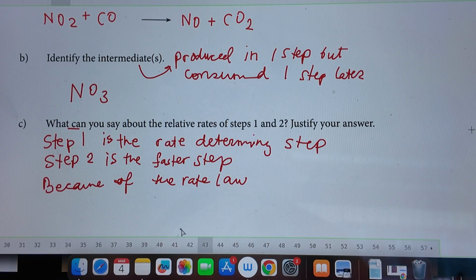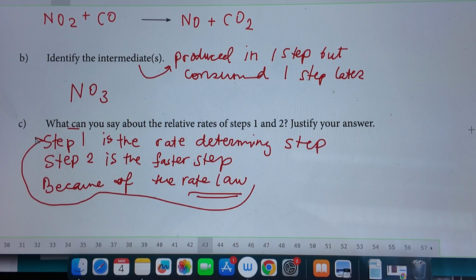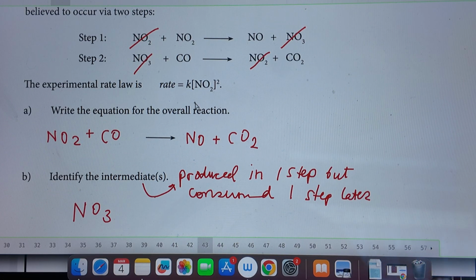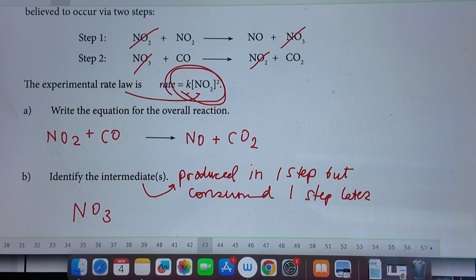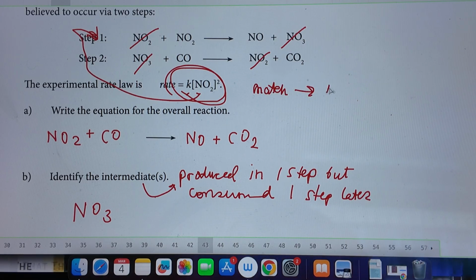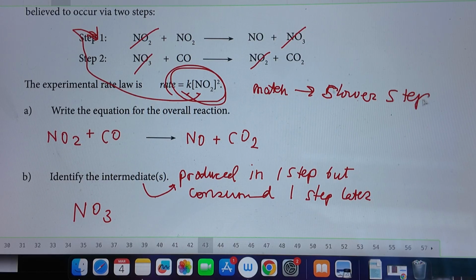Alright, so if the experimental rate law matches one of the elementary steps, if the rate law, which was step 1, right? If they match, if you look up here, the rate law matches step 1. That will always make it the slow step automatically. If they match, it makes it the slower step. Okay, next question.